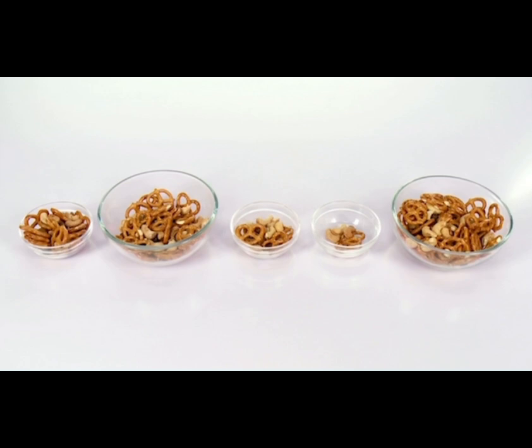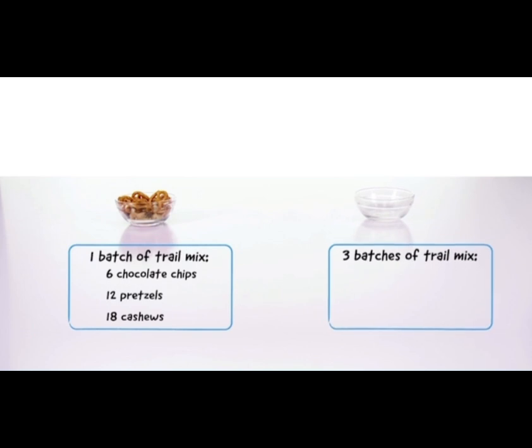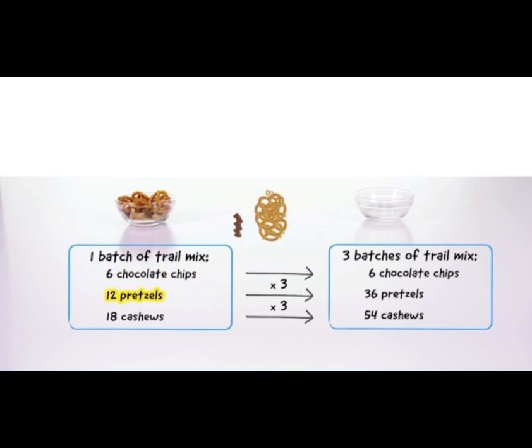Let's say you didn't do that. If you made 3 batches by taking the ingredients in 1 batch and multiplying only the pretzels and cashews by 3, but leaving the amount of chocolate chips the same, it would be a different mix because the ratio isn't the same. The original batch has 6 chocolate chips, 12 pretzels, and 18 cashews. If you just triple the pretzels and cashews and not the chocolate, the mix would taste a lot less chocolatey.